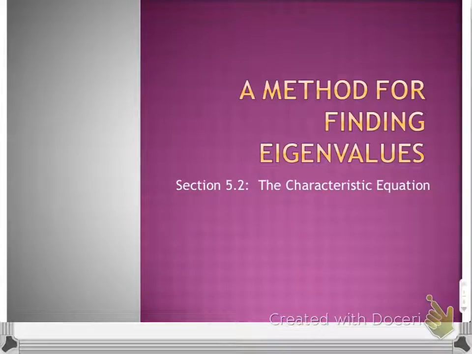Okay, hello everyone. This is section 5.2, the characteristic equation, and it's a method for finding eigenvalues. Notice that in section 5.1, you were given your eigenvalues, or if you had a triangular matrix, your eigenvalues are the entries along the diagonal. So here is another method for finding the eigenvalues, and it deals with something called the characteristic equation.